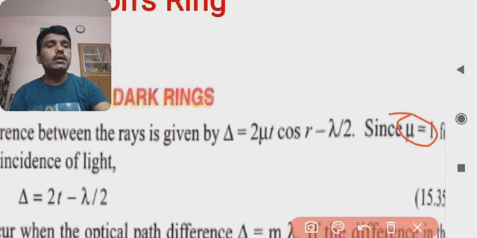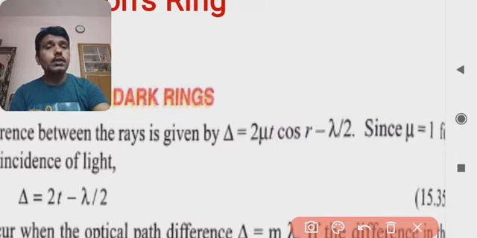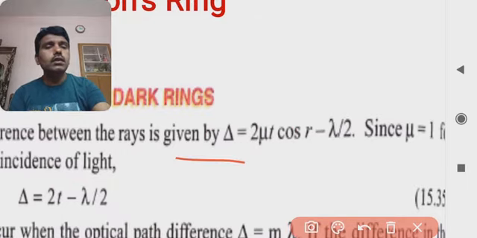And as this angle r is very small, cos of r will be nearly cos 0, which becomes 1. So the new relation for this path difference is mu, and cos of r is going to be 1. That's why the remaining value will be delta is equal to 2t minus lambda by 2. So this is the condition for the path difference.